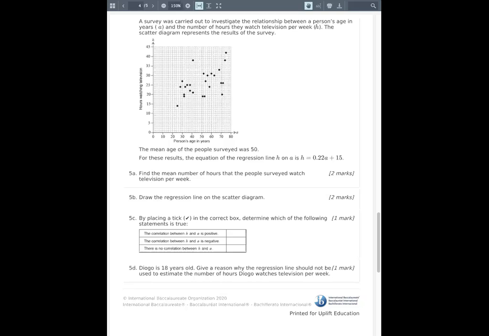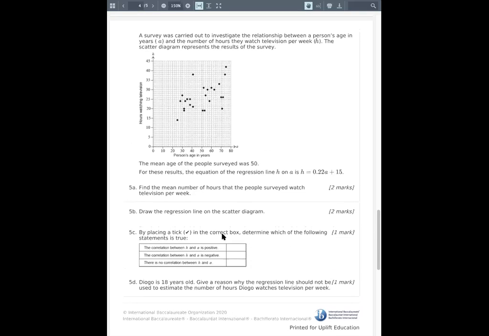Award at most, the line is not drawn with the calculator. Oh. Okay. You need a calculator to draw this? Okay. Anyways, moving on. By placing a tick in the correct box, determine which of the following statements is true.